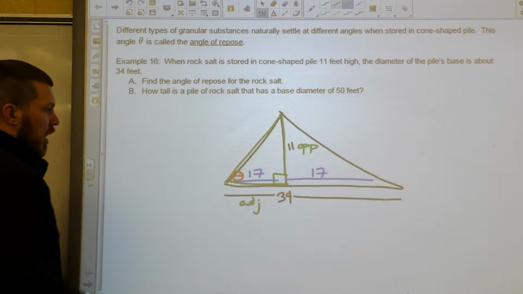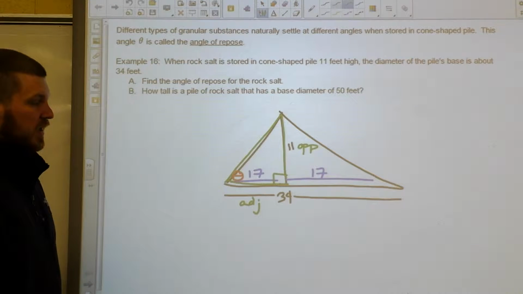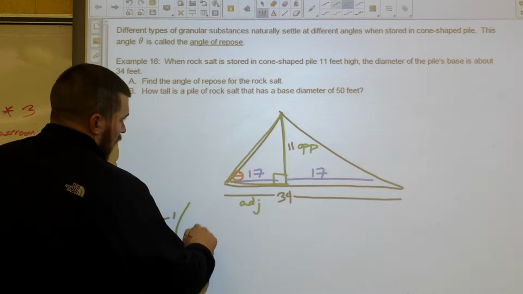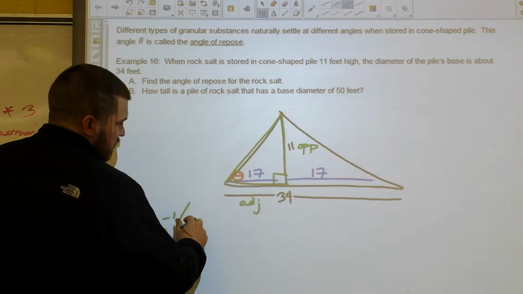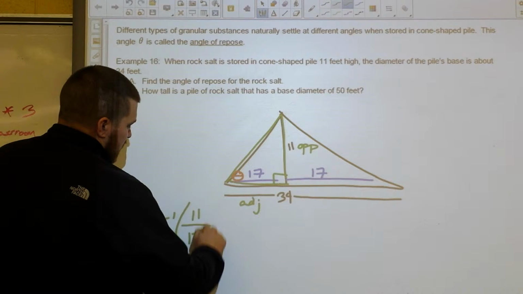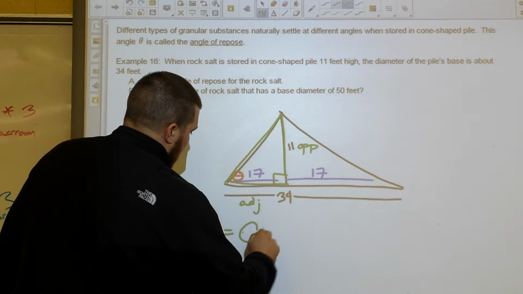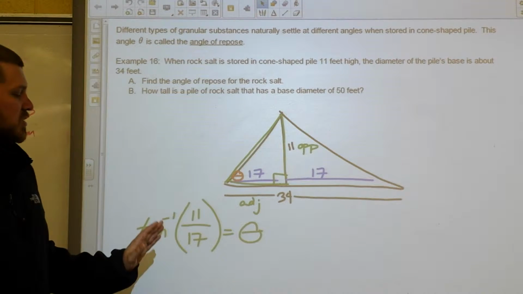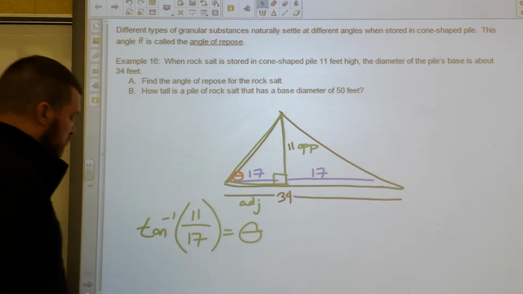And we should know by now that opposite and adjacent, when we have those, we're going to use tangent. I want to find the angle, so I'm going to use my inverse trig, so that's inverse tangent of opposite over adjacent, so 11 over 17, and that should give me my angle of repose. Now, it doesn't tell me do I want my angle in radians or degrees, so I'm going to use degrees because that's what I'm more comfortable with.